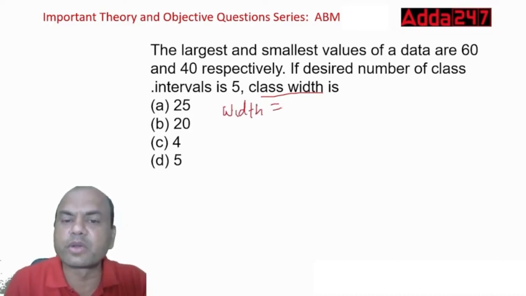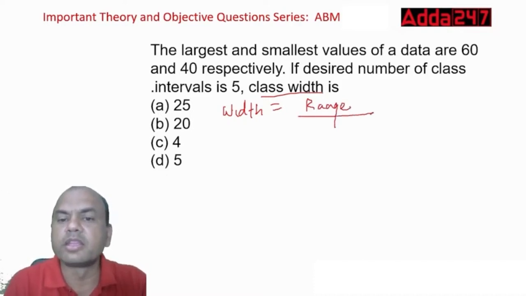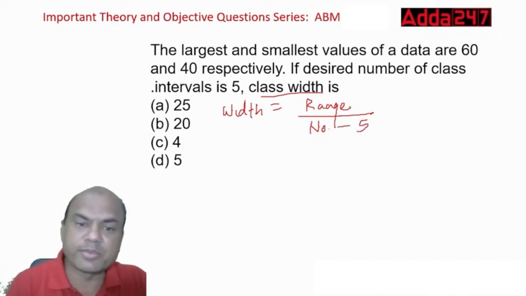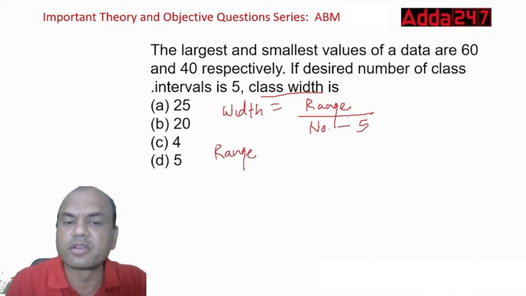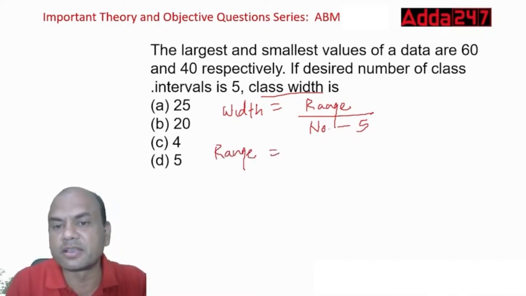Width equals range upon number of classes. What is the number of classes? This is simple, 5. But what is the range? Always remember, range means the highest minus the lowest. What is the highest number? 60. See here, the largest and the smallest value. So 60 minus lowest 40, that is 20.